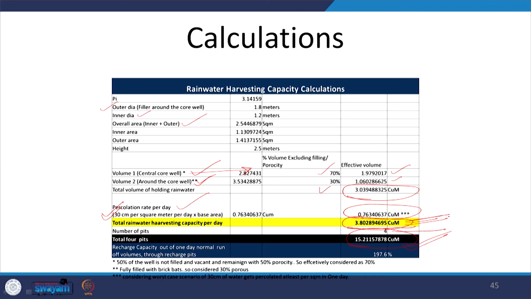In this manner we can handle the peak rainfall. In case there is a sudden heavy rainfall, even that can be handled with the help of this volume.